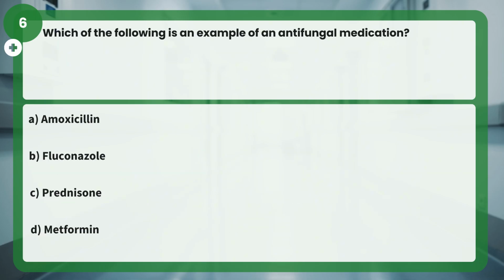Question 6. Which of the following is an example of an antifungal medication? A. Amoxicillin. B. Fluconazole. C. Prednisone. D. Metformin.